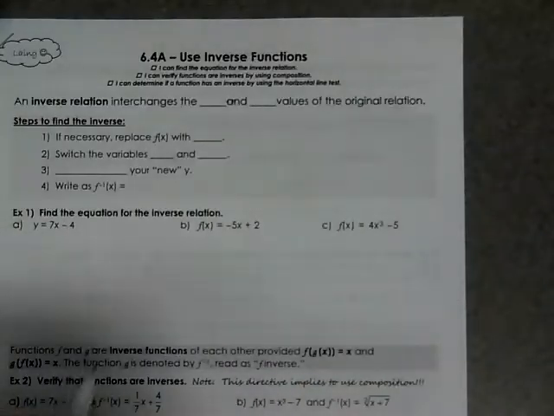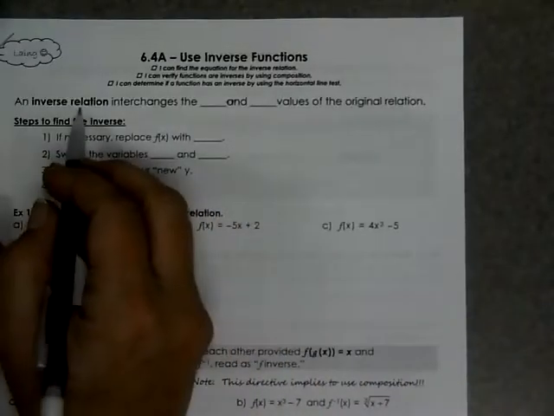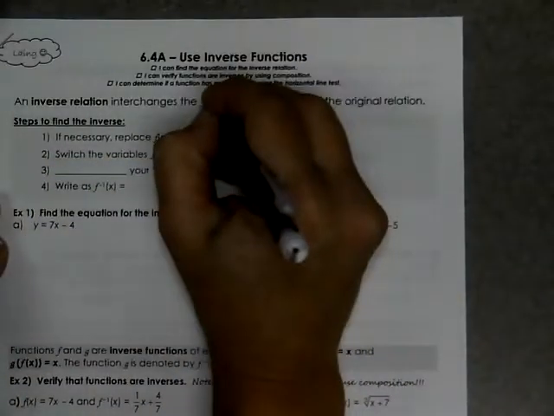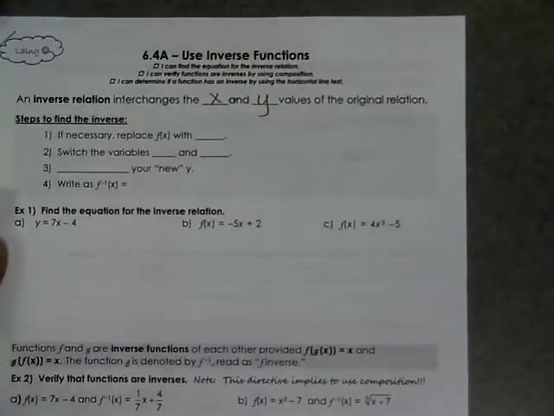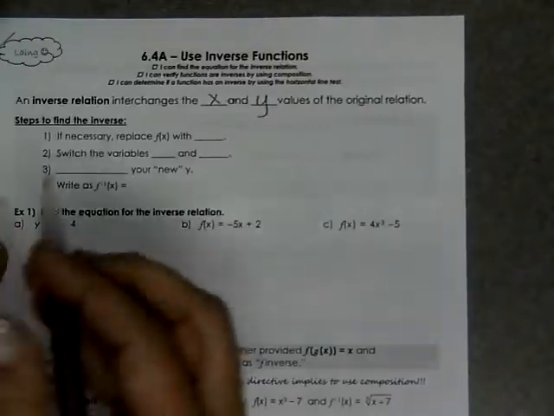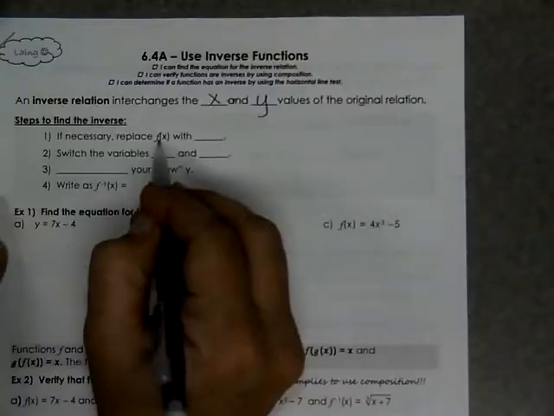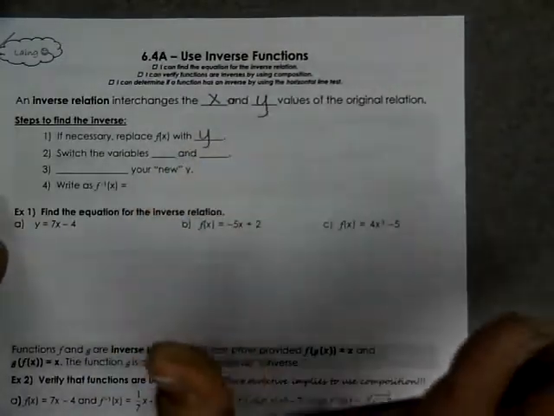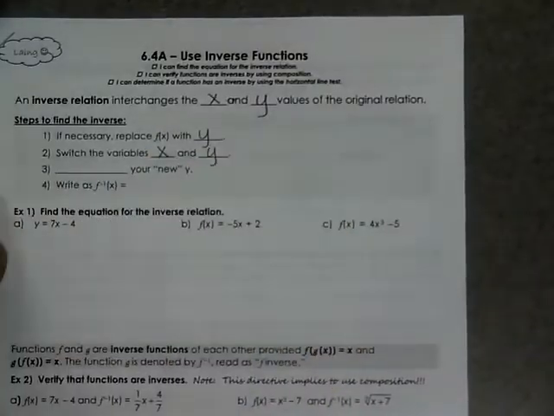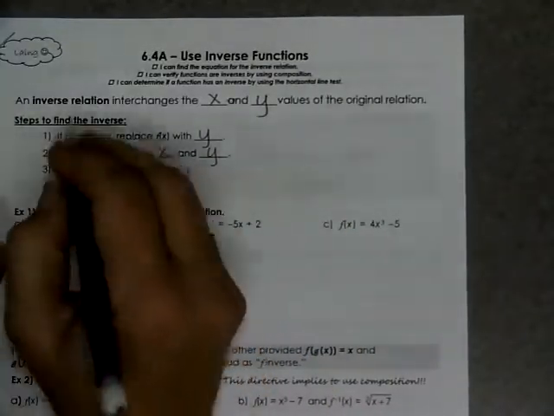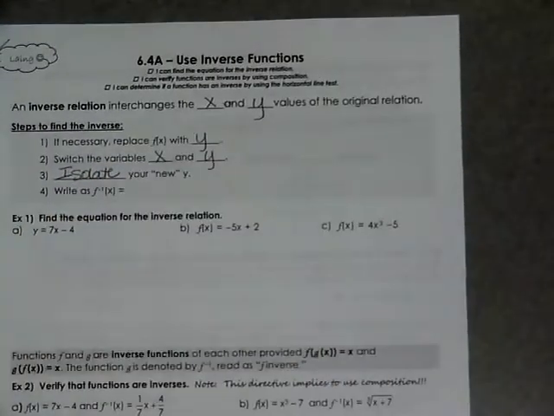A relation is basically any set of ordered pairs, not necessarily a function. An inverse relation interchanges the x and y values of the original relation, okay? So if necessary, here are the steps. We all know that f of x is just the same as y, okay? So then you'll switch the variables x and y, and then you are going to isolate the new y.